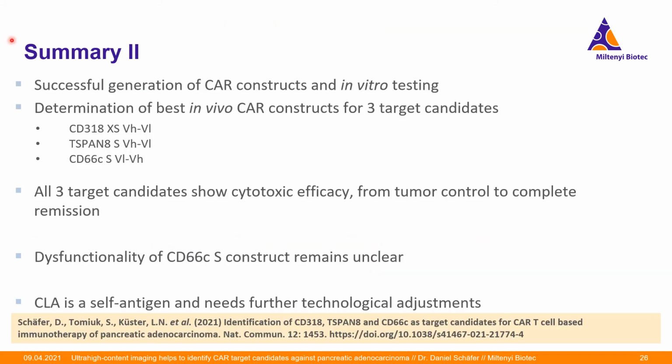With this, I'm coming to our final summary. The successful generation of CAR constructs and in vitro testing was performed. We could determine the best in vivo CAR constructs for 3 target candidates. All 3 target candidates, or the CARs, therefore showed cytotoxic efficacy ranging from tumor control to complete tumor eradication. The dysfunctionality of the CD66CS construct remains unclear, and CLA is a self-antigen, and some further development needs to be undertaken in order to find technological adjustments to enable us to generate successful anti-CLA CAR T cells.